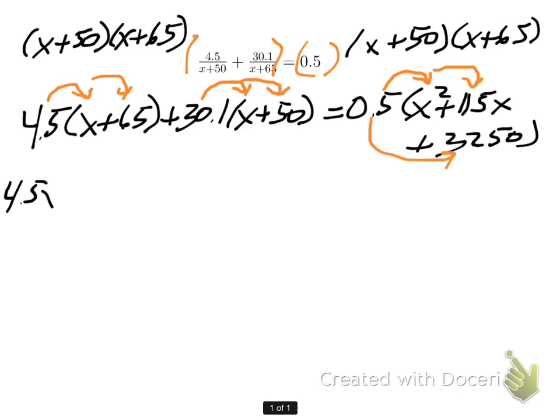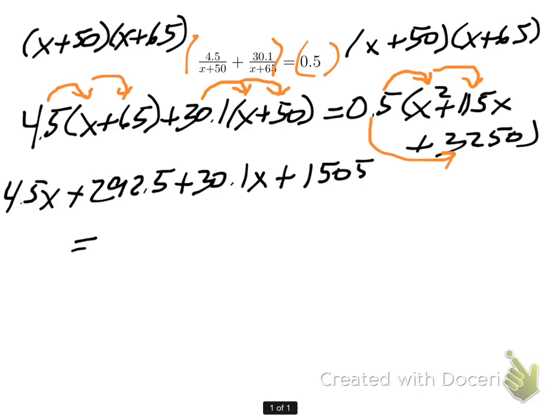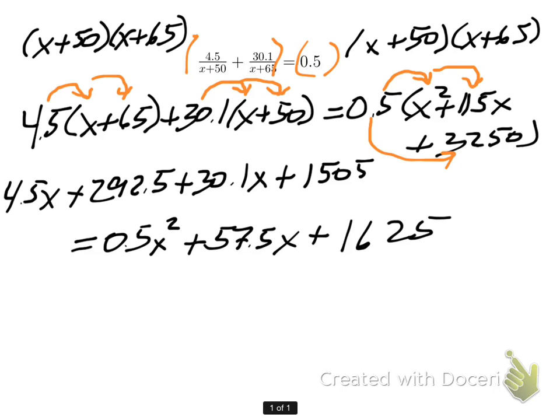And when you do that, using your calculator to do the number crunching, you get 4.5x plus 292.5 plus 30.1x plus 1505. And then on the other side, you get 0.5x squared plus 57.5x plus 1625. We probably aren't going to be able to factor anything. Certainly the square root property won't apply here unless we want to complete a square, which I don't think we do. So we're going to go for quadratic formula. So I still need everything to be on one side and a 0 on the other. So I'm going to start subtracting all the terms on the left from both sides.